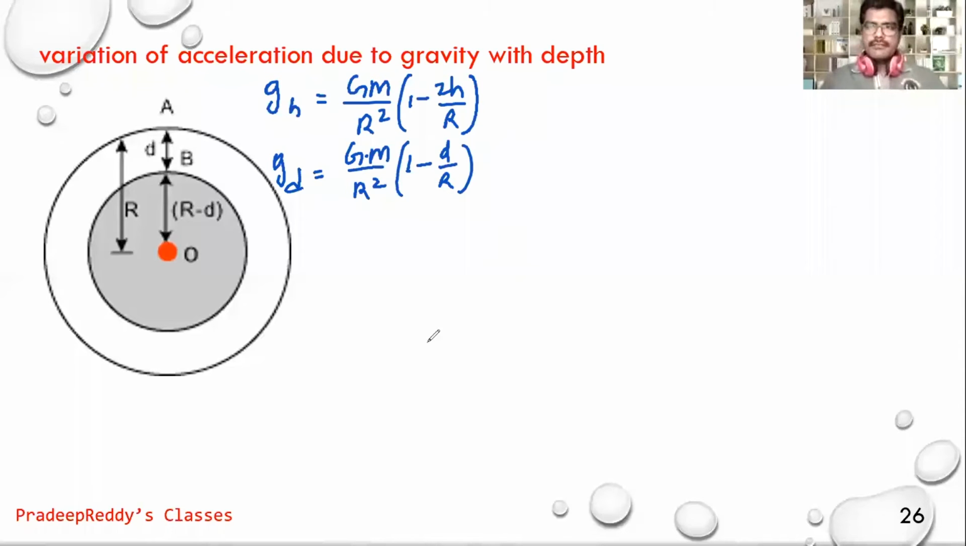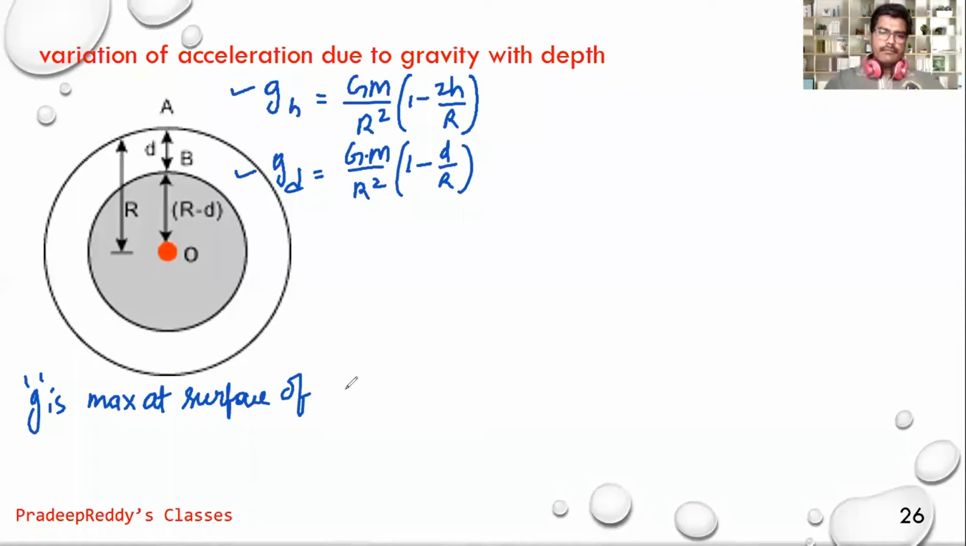So we have derived equations for acceleration due to gravity at height h and also at a depth d. Now let us plot a graph for acceleration due to gravity variation with depth as well as height. If you observe carefully these two equations, in both cases acceleration due to gravity decreases from the surface of the earth. g is maximum at the surface of earth, and that will be equal to 9.8 meter per second square.